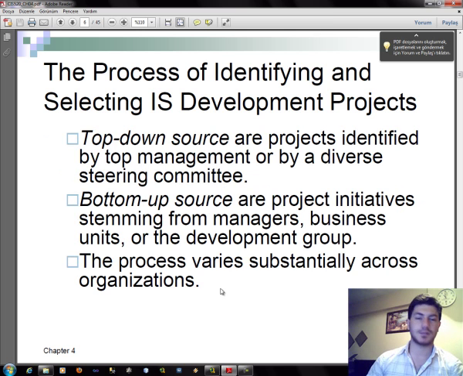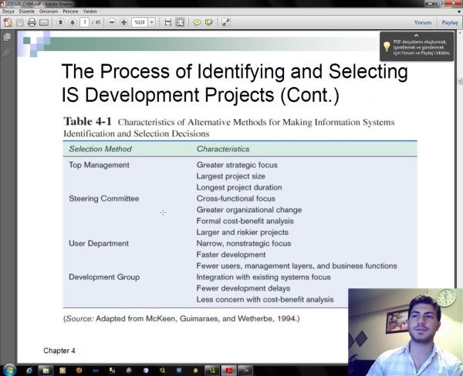Top-down sources are projects identified by top management or by a diverse steering committee. Bottom-up sources are project initiatives stemming from managers, business units, or the development group. The process varies substantially across organizations. Here's a table of characteristics of alternative methods for making information system identification and selection decisions. You can see and read.